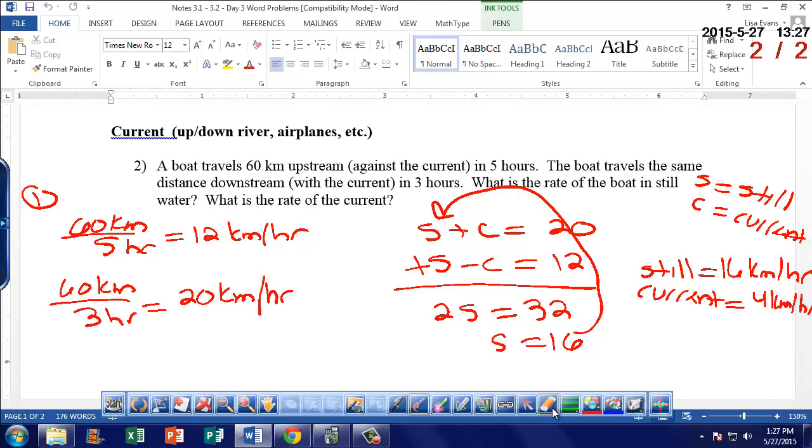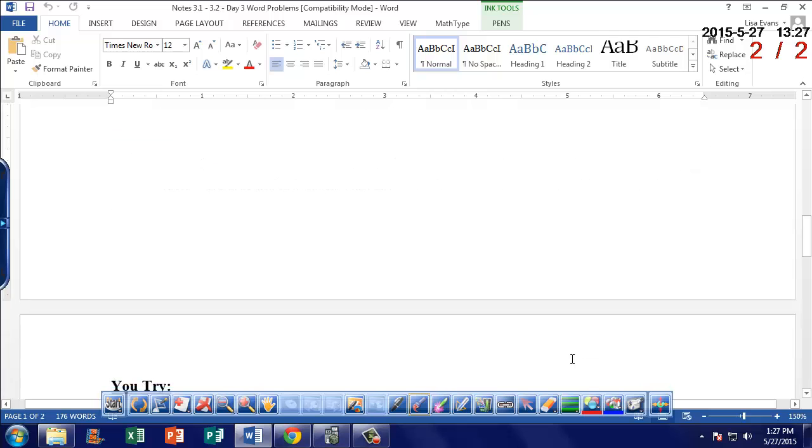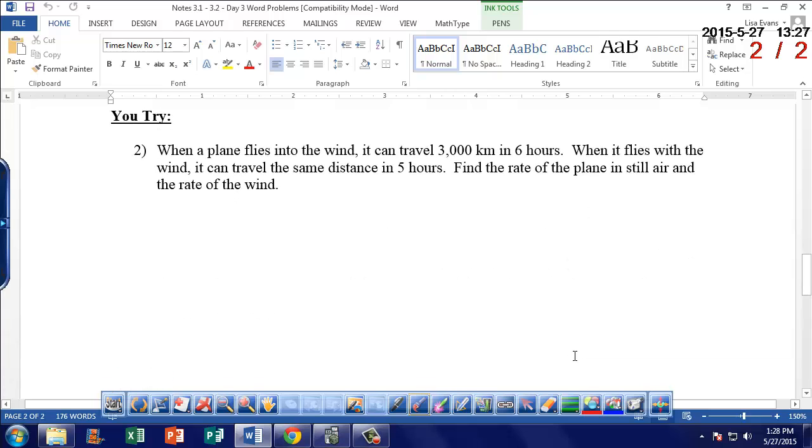Okay? I'm going to help you when we go ahead and try this. You try. All right, now, let me help you. It says when the plane flies into the wind, it can travel 3,000 kilometers in 6 hours. When it flies with the wind, it can travel the same distance in 5 hours. Find the rate of the plane in still air and the rate of the wind. So basically step 1 is to calculate the two rates. So you have kilometers per hour, kilometers per hour. I want you to fill in the blanks.